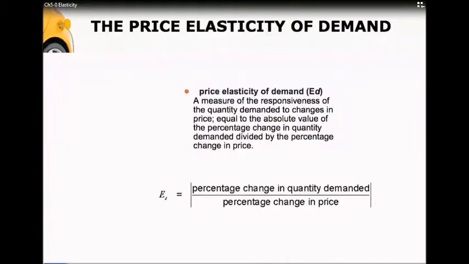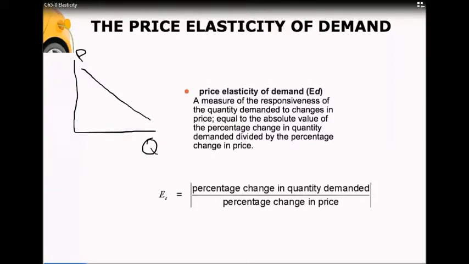We know the law of demand gives us a downward sloping demand curve. So if we look at the price and the quantity and the relationship between the two, we know that it's a negative relationship. But the price elasticity of demand talks about a quantitative measure of how much there is a change in the quantity demanded when there's a change in the price level.